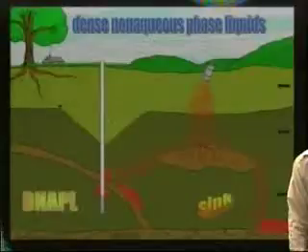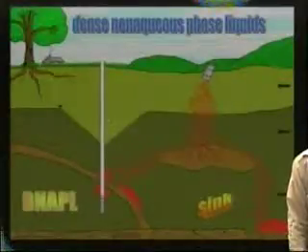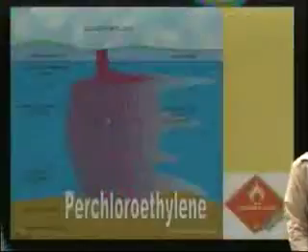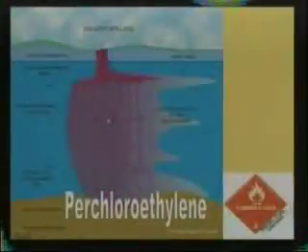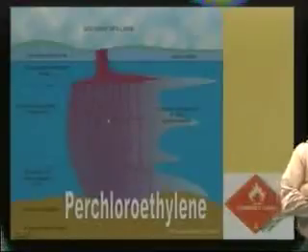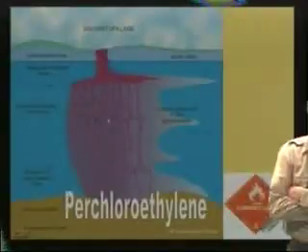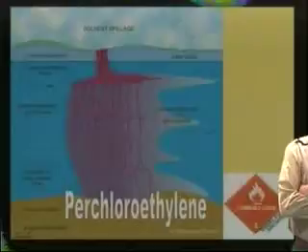DNAPL is a carcinogenic category. It's nasty stuff. We use it a lot in cleaners and dry cleaning. So here's another very specific example of one of the kinds of DNAPLs you might want to write down in big white print in the bottom, called perchloroethylene.